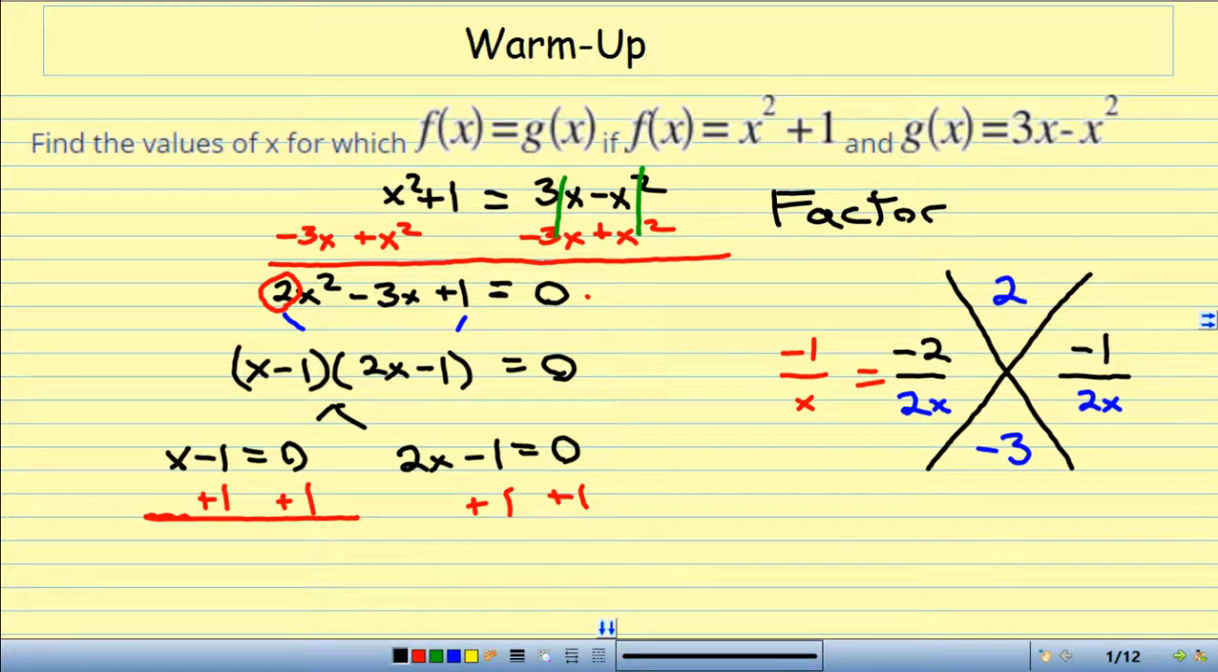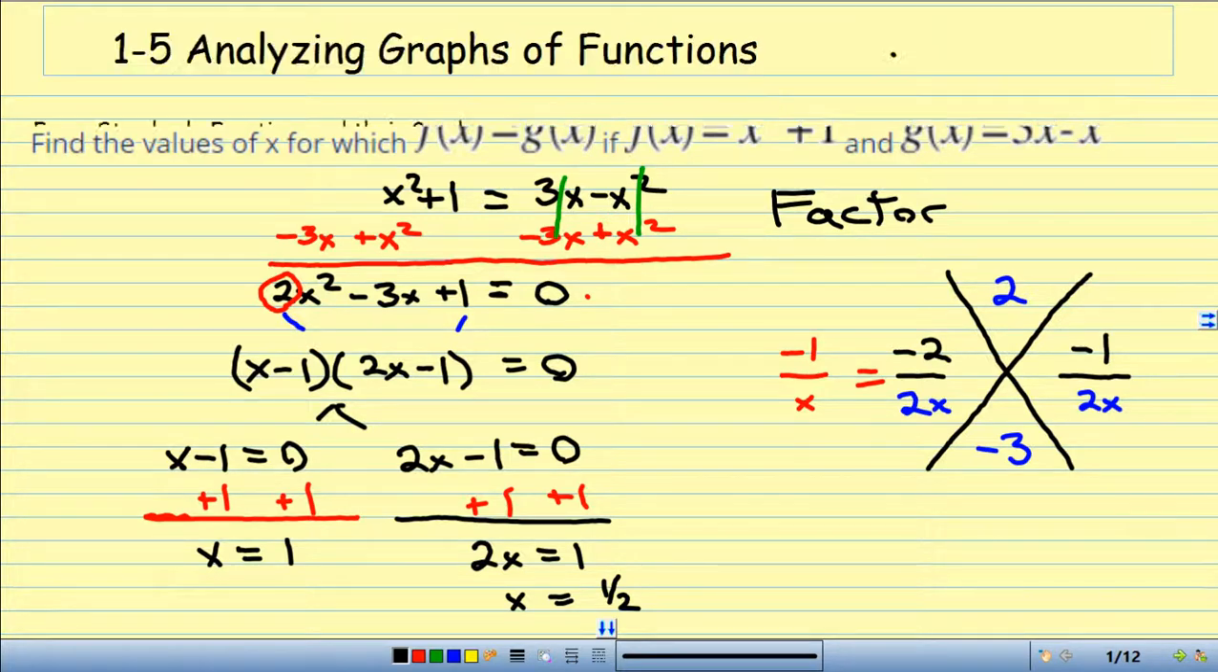And now I end up with 2x equals 1, or x has to be 1/2. Or I've got here x equals 1. So at x equals 1/2 and x equals 1, these two functions, f of x and g of x, end up being equal. I've cleansed the daemon.